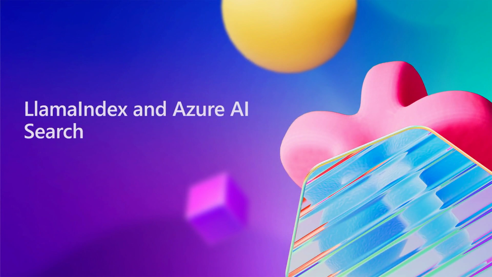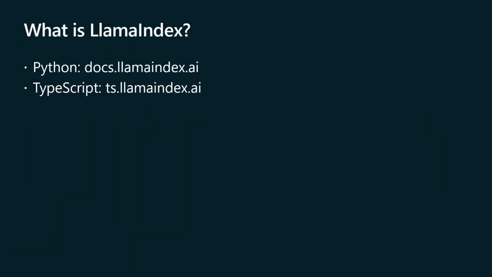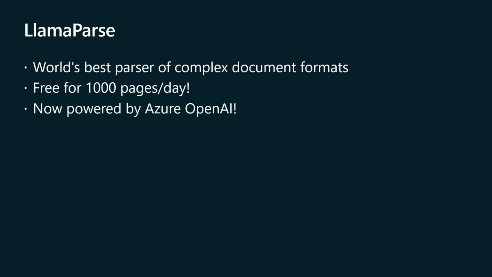Now let's talk about how LlamaIndex and Azure AI Search work together. But before that, let's talk about LlamaIndex itself. I've mentioned LlamaIndex several times without explaining what it is. So it's already obvious one thing, which is it's a programming framework for creating generative AI apps. We exist in both Python and TypeScript, and we are open source and free to use. But that is not all that LlamaIndex does.